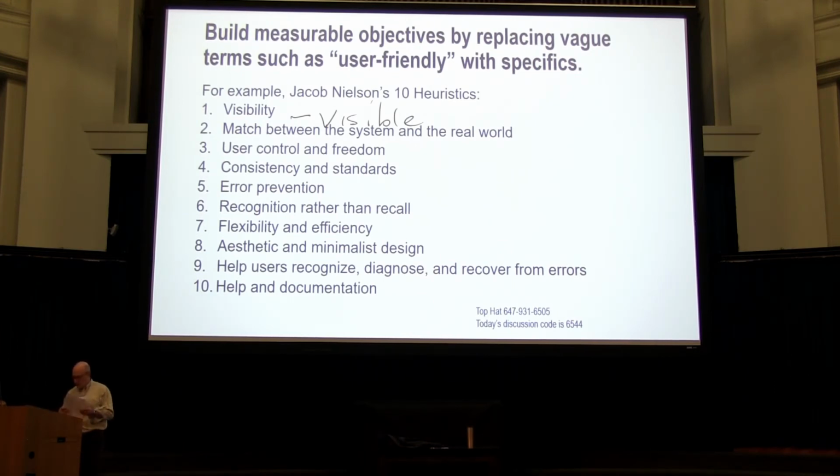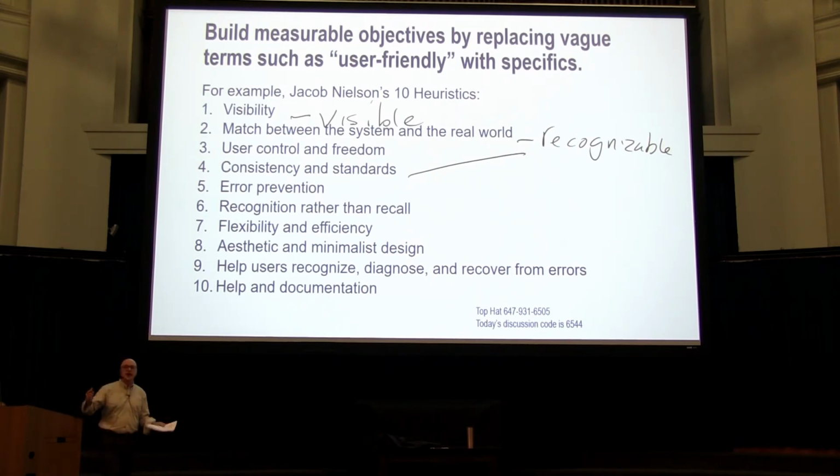Matching between the system and the real world, I came up with recognizable. But I don't know. Recognizable, and recognizable suits a lot of the other heuristics like consistency and standards. So consistency and standards means the on and off switch looks like every other on and off switch. It's familiar. Familiar is another really good usability adjective.